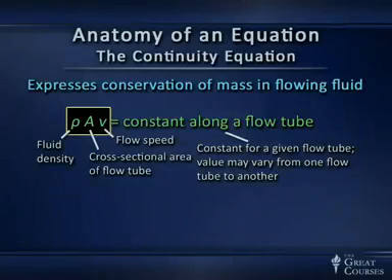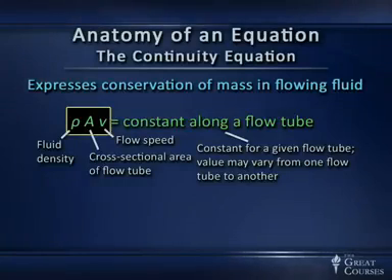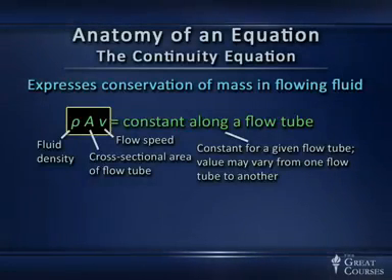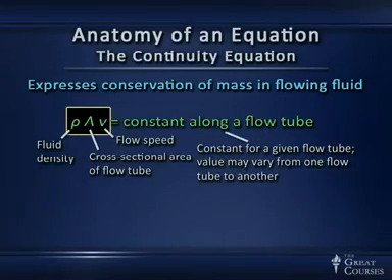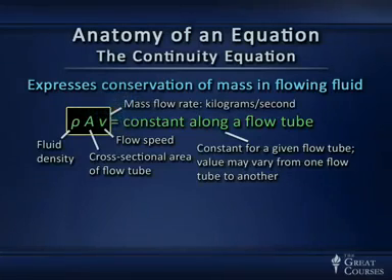And this quantity, rho A V, if you work out the units of it, mass per unit volume, kilograms per cubic meter, times meters squared, times meters per second, work that all out, and you find the units are kilograms per second. So that number that's constant is the mass flow rate. It's the number of kilograms per second flowing through the flow tube. At any point in the flow tube, you sit there, and that many kilograms per second go by you. And that number doesn't change as you move along the flow tube. That's the statement that the mass is conserved. Mass isn't appearing or disappearing.